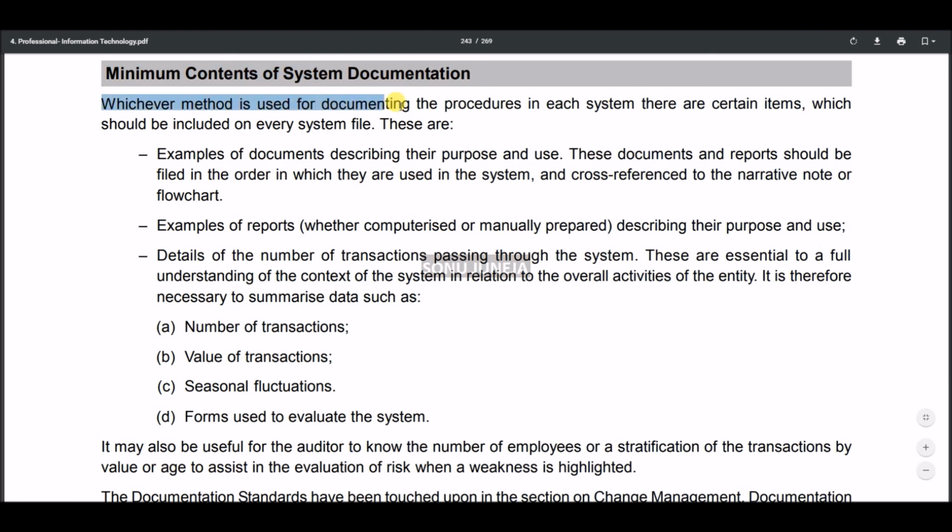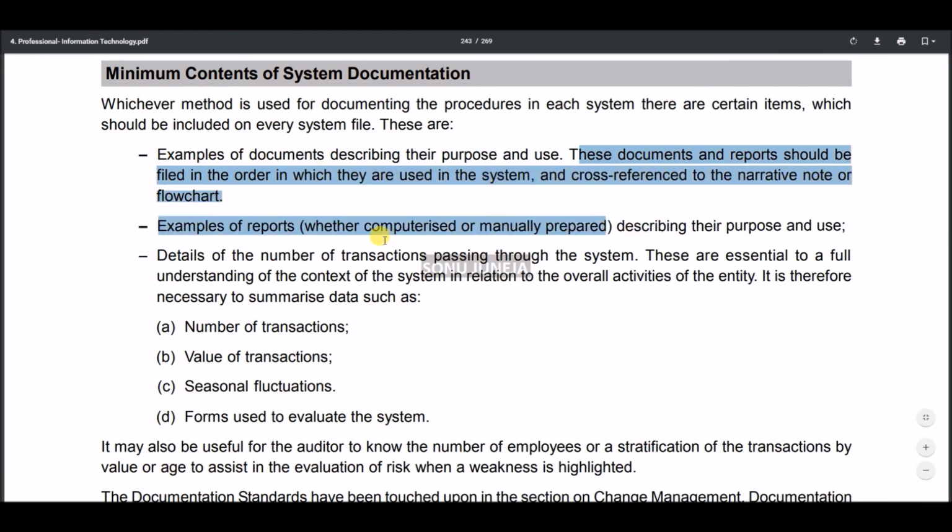Whichever method is used for documenting procedures in each system, there are certain items which should be included on every system file. These are examples of documents describing their purpose and use. These documents and reports should be filed in the order in which they are used in the system, with cross reference to the narrative note or flowchart.